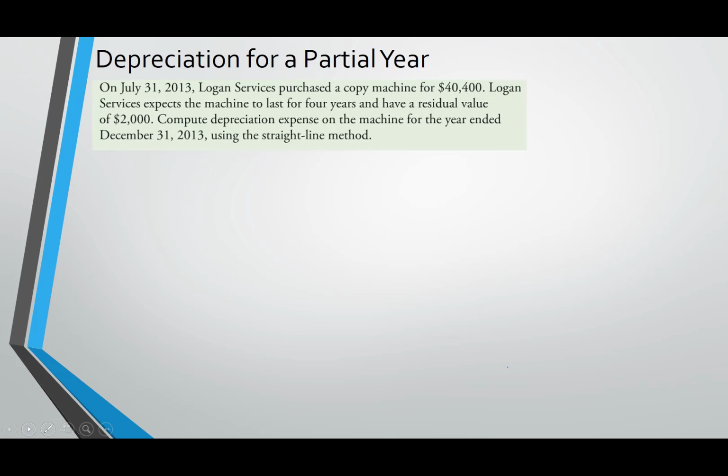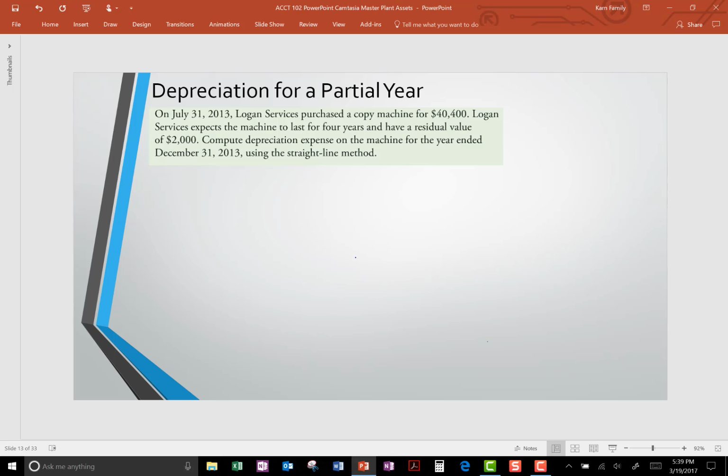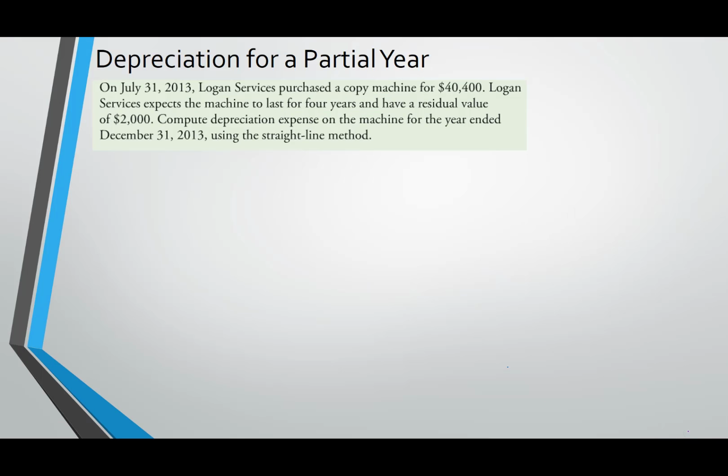All right, one thing you want to make sure you also pay particular attention to is that a lot of times they may ask you for depreciation of a partial year, and in all the cases in the previous examples, we did it for an entire year. So let's just take a look at this. It says here on July 31st of 13, Logan Services purchased a copy machine for $40,400. Logan Services expects the machine to last for 4 years and have a residual value of $2,000. Compute depreciation expense on the machine for the year ended December 31st, 13 using straight line.